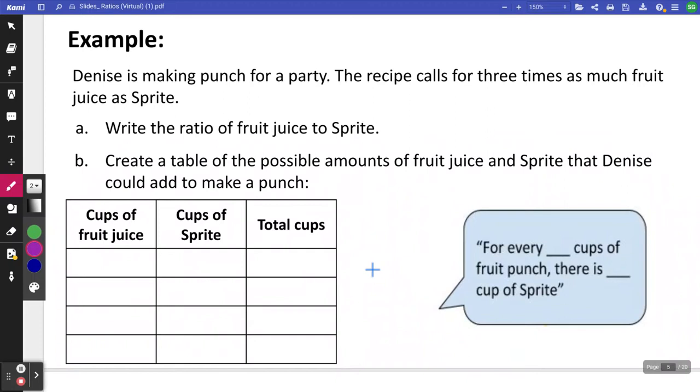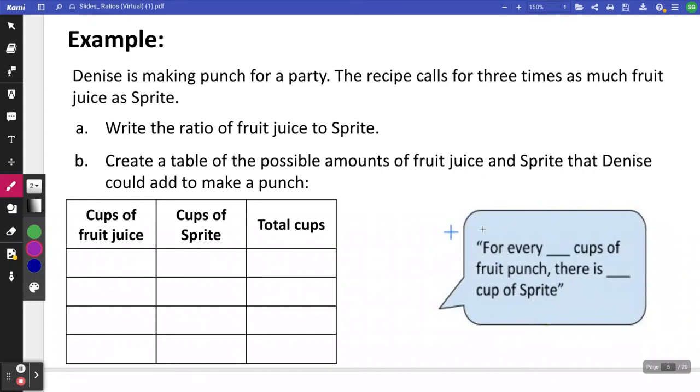In this problem, we've got Denise is making punch for a party, and the recipe calls for 3 times as much fruit juice as Sprite. There are 2 ingredients here. There is fruit juice and there is Sprite. But recipes normally aren't written this way. It says a recipe calls for 3 times as much fruit juice as Sprite. I want to think about that in a different way. Usually recipes have like 2 quantities, 2 amounts for each of those ingredients. We can take this sentence here and reframe it in our brain with 2 numbers.